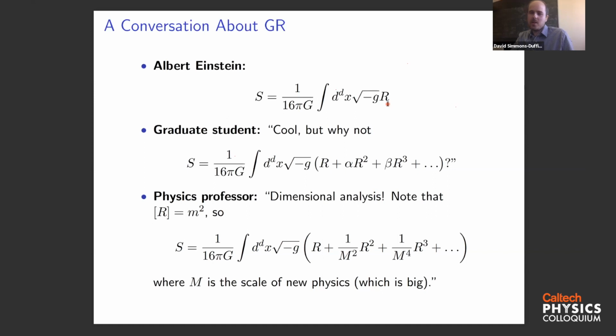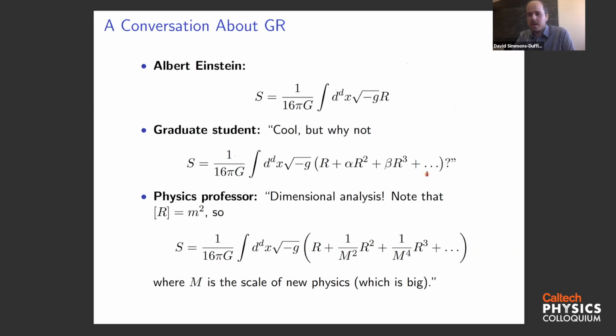After you get over how amazing this is, you might ask, well, wait a minute, why is the action so simple? Why can't we write down something more complicated, some more complicated function of the geometry? For example, we could have R squared and R cubed terms and so on. So why is the action of general relativity simple? And I should say, on this slide, I'm ignoring the cosmological constant, and that will make an appearance later in the talk.